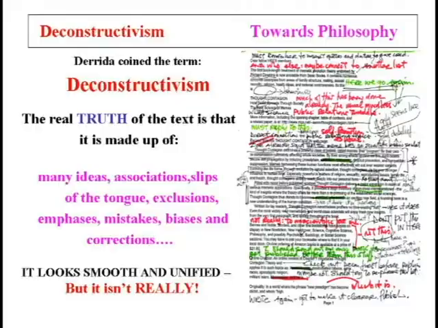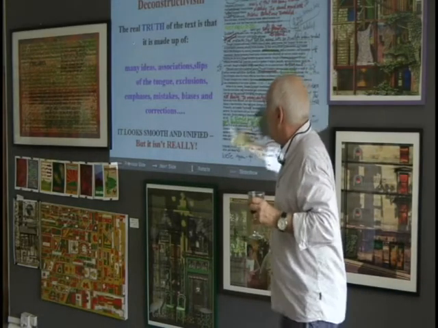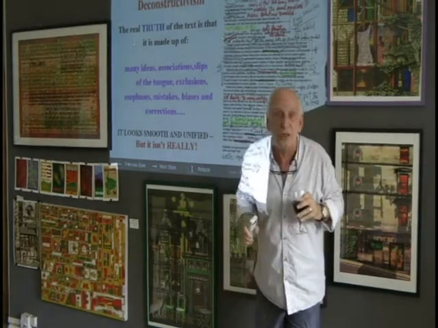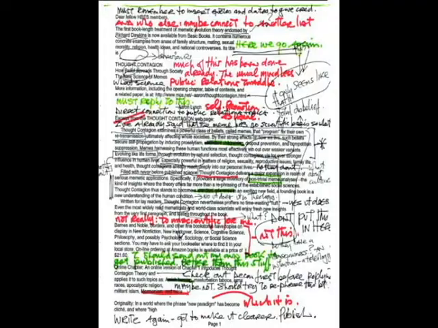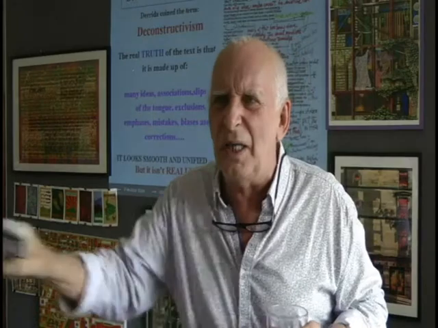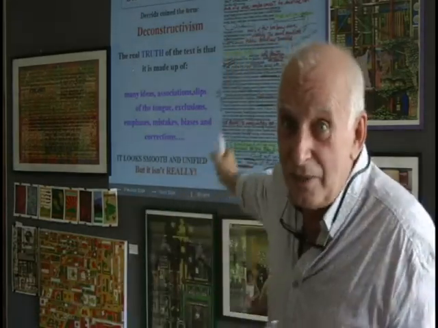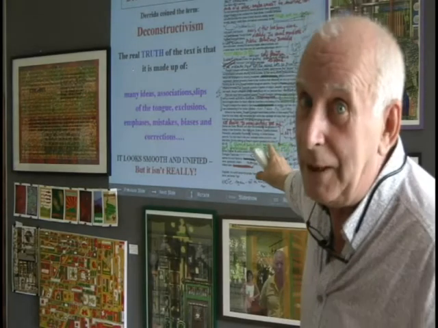Okay? So he's looking for the truth of the text. And he finds that the real truth of the text is made up of many ideas and associations, emphasis, mistakes, edits, the whole thing. The text I've just shown looks smooth from the present. This is its reality. This is a piece of my text, originally pure, and what I've done is apply editing to it, mistakes, pointing things out, underlining, and so on. This is the truth of the text.